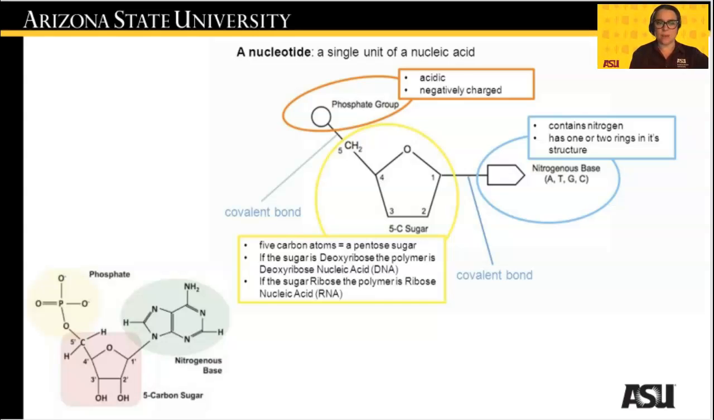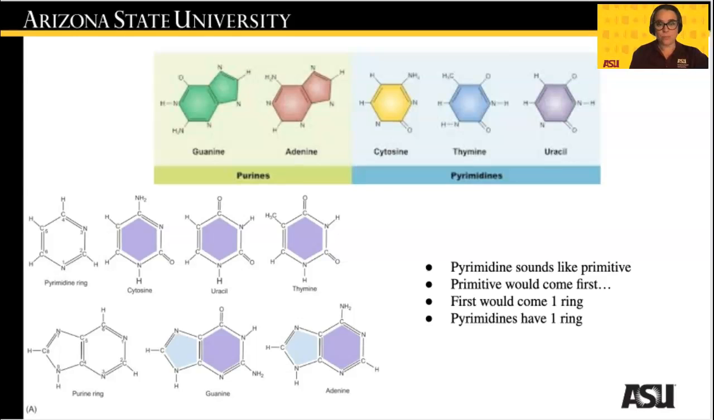Nitrogenous bases come in 2 flavors, purine and pyrimidine. Pyrimidine have a single ring structure, while purines have a double ring structure. I try to remember that pyrimidine sounds primitive, and the more primitive would be simpler or come first. So pyrimidines are simple single ring structures.